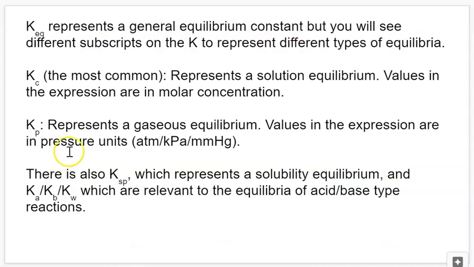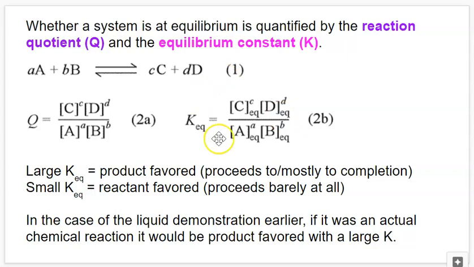So K_eq, the equilibrium constant, represents a general equilibrium constant. But you'll see different subscripts on the K if we're talking about different types of equilibrium. For example, Kc, which is probably one of the most common ones, represents solution equilibrium or concentration equilibrium, which I think the C stands for. And values in these expressions are in molar concentration. So if you're calculating the value here, all of the values for C, D, A, and B that you're going to plug in are going to be in molar concentration values.